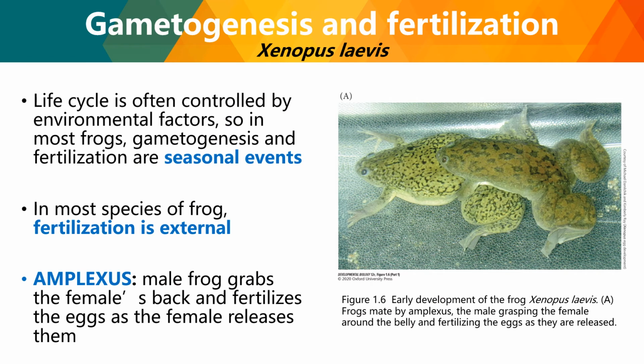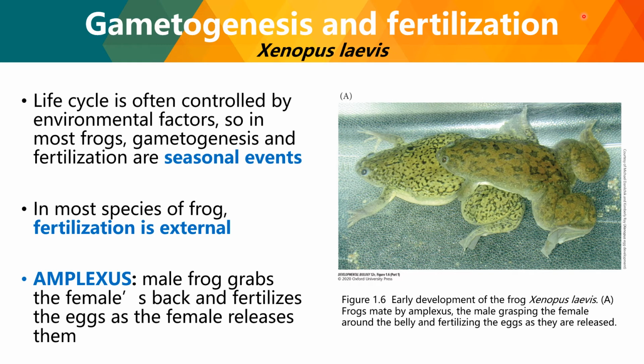So in a life cycle, for example, we have the Xenopus laevis. Okay, this is another type of frog species. The life cycle is often controlled by environmental factors. So in most frogs, gametogenesis and fertilization are actually seasonal. Okay? Why do we say that it's seasonal? In most species of the frog, fertilization actually occurs externally. So, ibig sabihin, fertilization does not start within the frog.